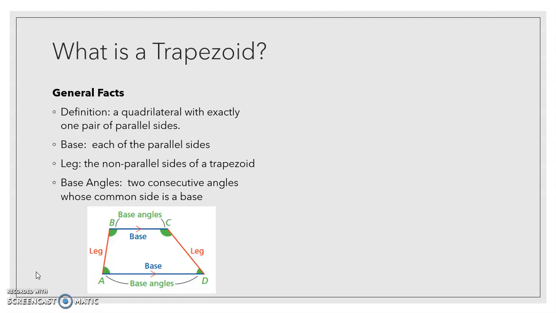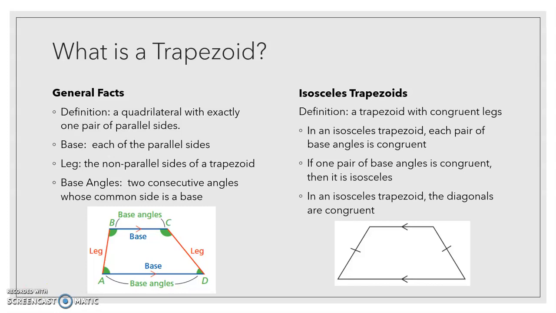But there's actually a special type of trapezoid known as an isosceles trapezoid. So let's take a look at the facts about that. An isosceles trapezoid is a trapezoid that has congruent legs. That means that the two sides that aren't parallel, this one here and this one here, are going to be congruent. So they're not parallel, but they are congruent. That means they have the same length.